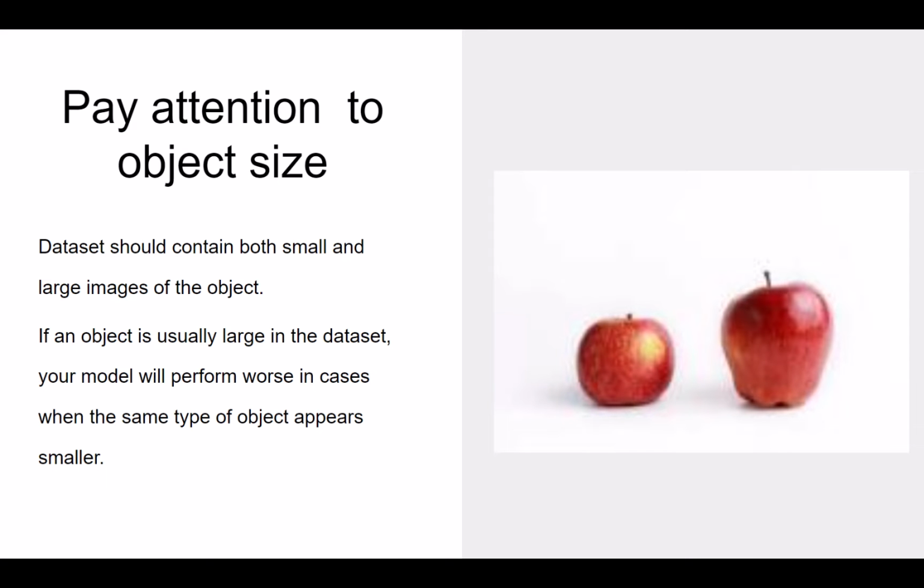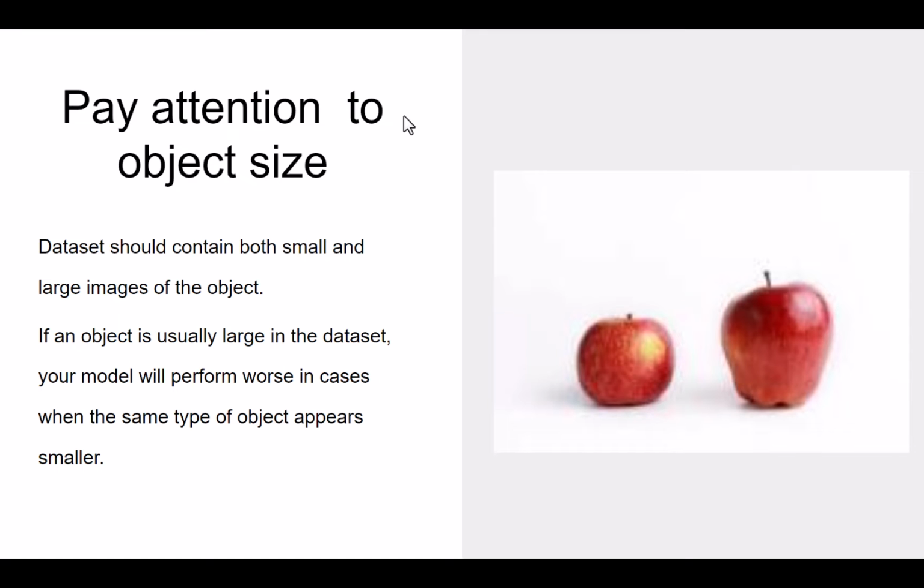And here are a few things to remember when collecting images. The first thing is the size of the object in the images. Our dataset should contain both small and large appearances of the object. If an object is usually large in the dataset, then our model will perform worse in cases when the same type of object appears small. So when collecting the images for our dataset, we should choose images where the object appears in both smaller and larger sizes.